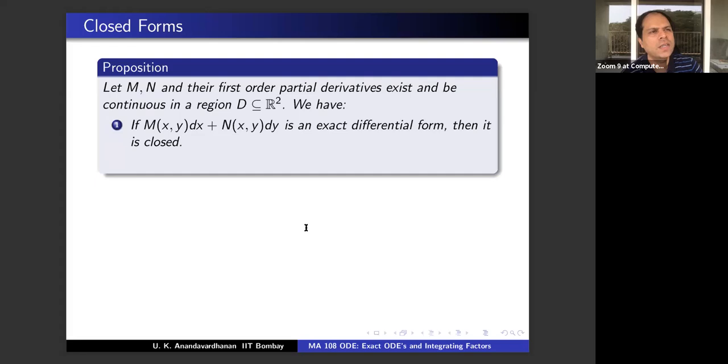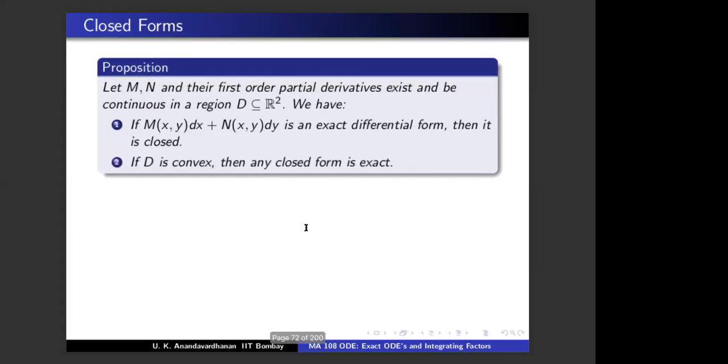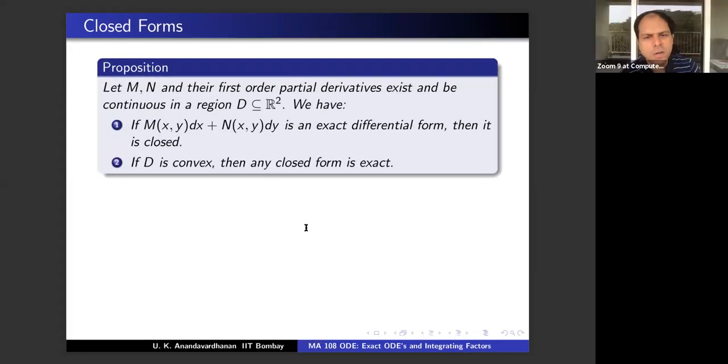You have proved that curl of grad is always 0. Curl of gradient is always 0. I will recall the proof. And if D is convex, then any closed form is exact.